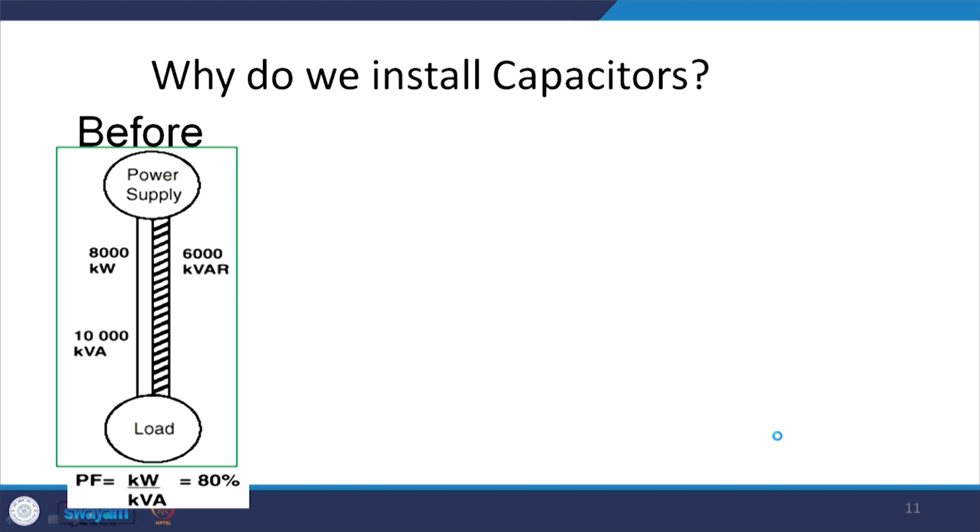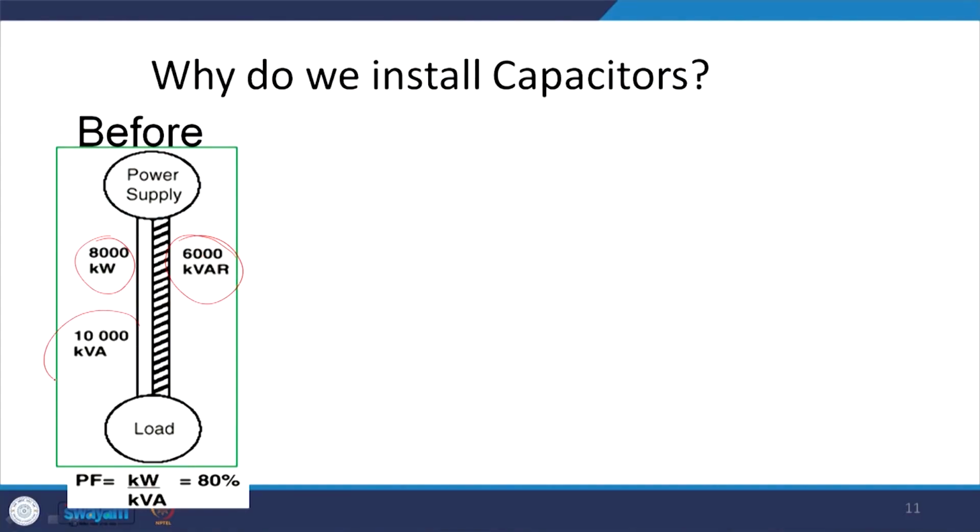So, for example, you take a power supply where you essentially require 8 kilowatt of power, and ultimately you also send reactive power. Your system is loaded because current has to flow through it, voltage is constant. Also 600 kVAR, so overall kVA is definitely 10,000, and ultimately you get a power factor of 0.8.